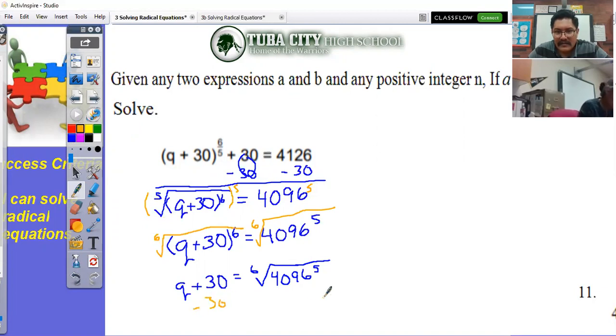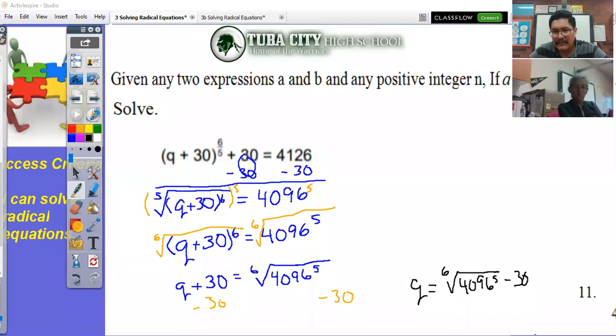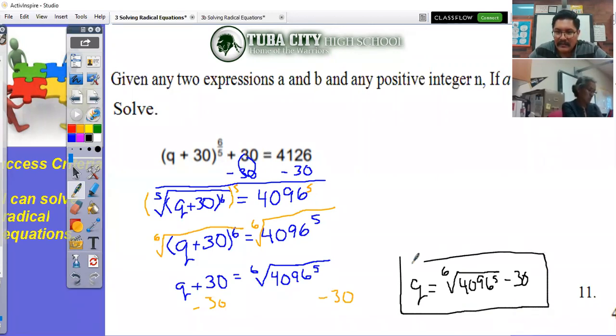So if you don't have a calculator, this is probably going to be the way your answer is going to be written. So Q equals the 6th root of 4096 to the 5th power minus 30. So don't worry about simplifying it. In this case, there is just so much work to do. If you had to simplify it, it would hardly be worth it. So if you don't have a calculator, just go ahead and stop right here and leave that as your answer.